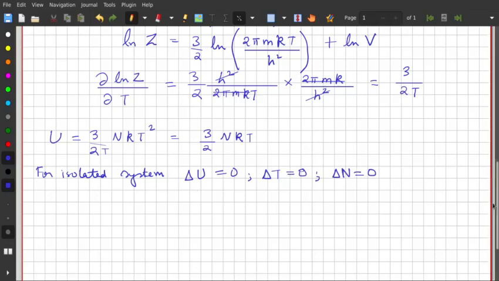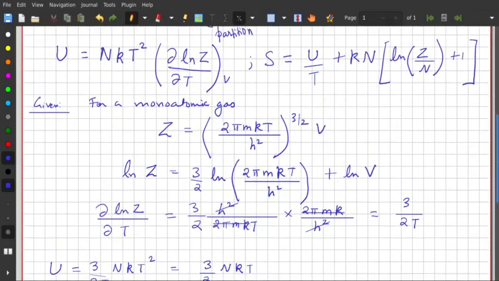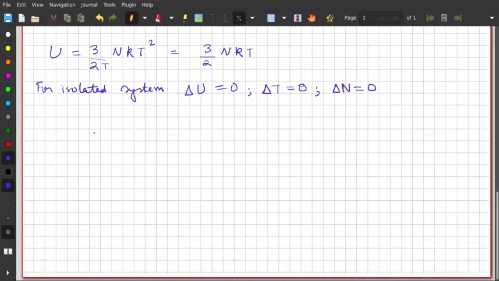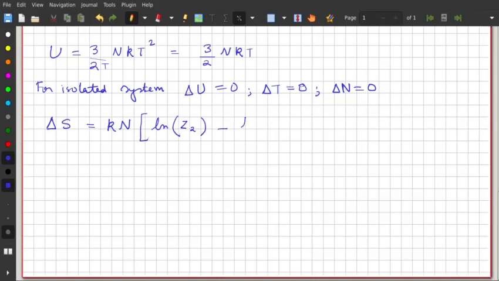Okay, so therefore the entropy change, if you see using this equation: if U doesn't change, T doesn't change, k is a Boltzmann constant, N doesn't change, the only way the entropy can change is when the partition function itself changes. So therefore delta S, the change in entropy, becomes kN (log z2 minus log z1). That's a change in entropy in terms of the partition function.